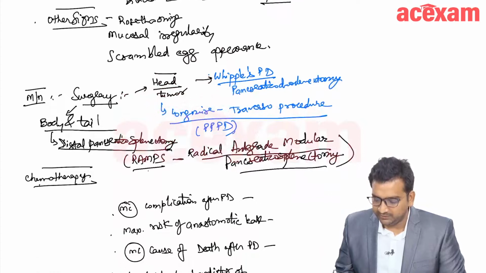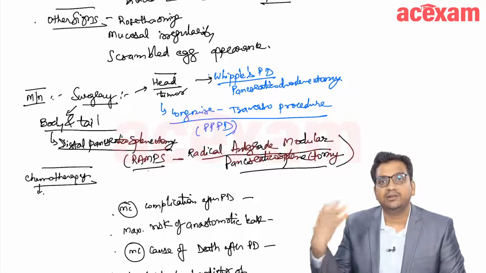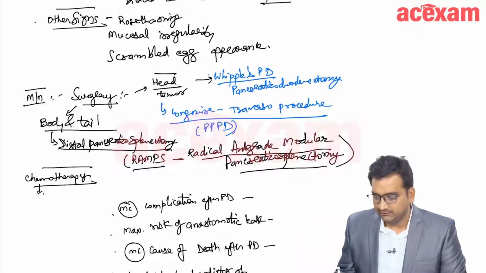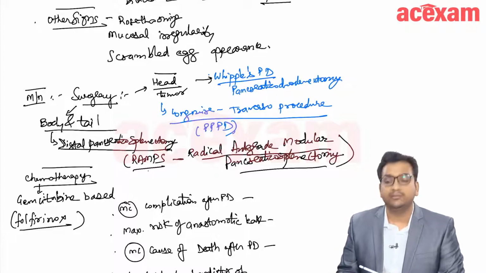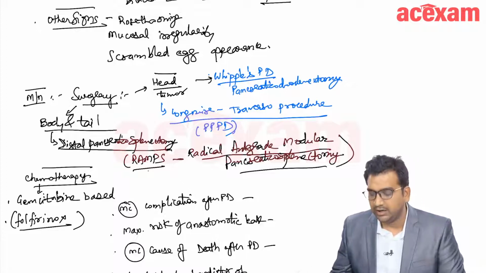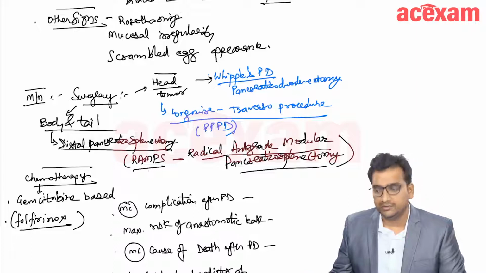Now, chemotherapy after surgery, in case if it is a locally advanced tumor before surgery, we can give chemotherapy. Chemotherapy is gemcitabine based. Nowadays we are using FOLFIRINOX also, which is showing very good results. FOLFIRINOX chemotherapy is also being used nowadays. Okay. Now, regarding the pancreaticoduodenectomy, I will discuss the procedures with you.